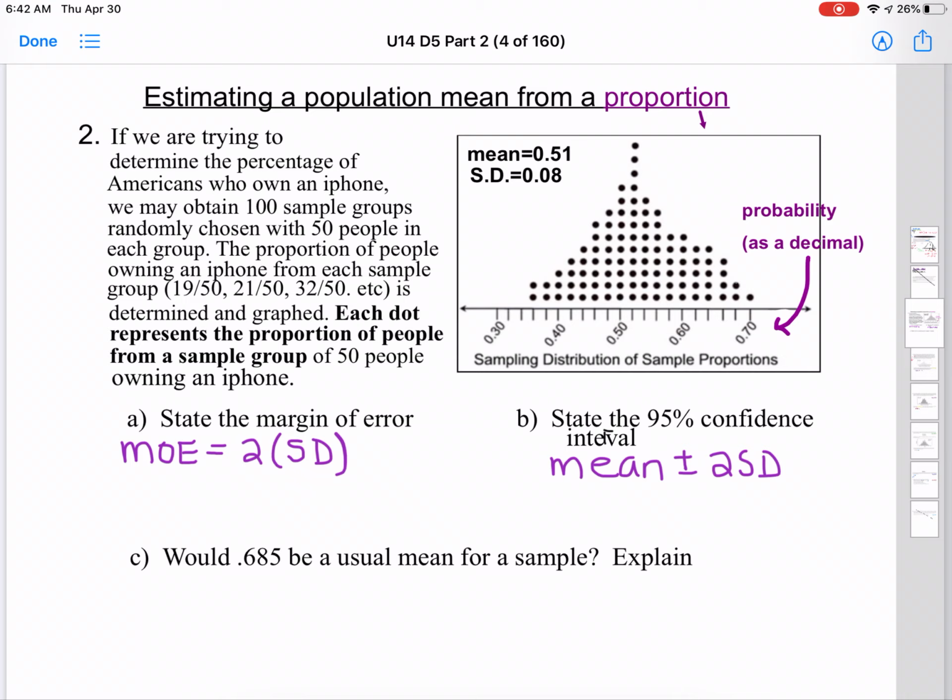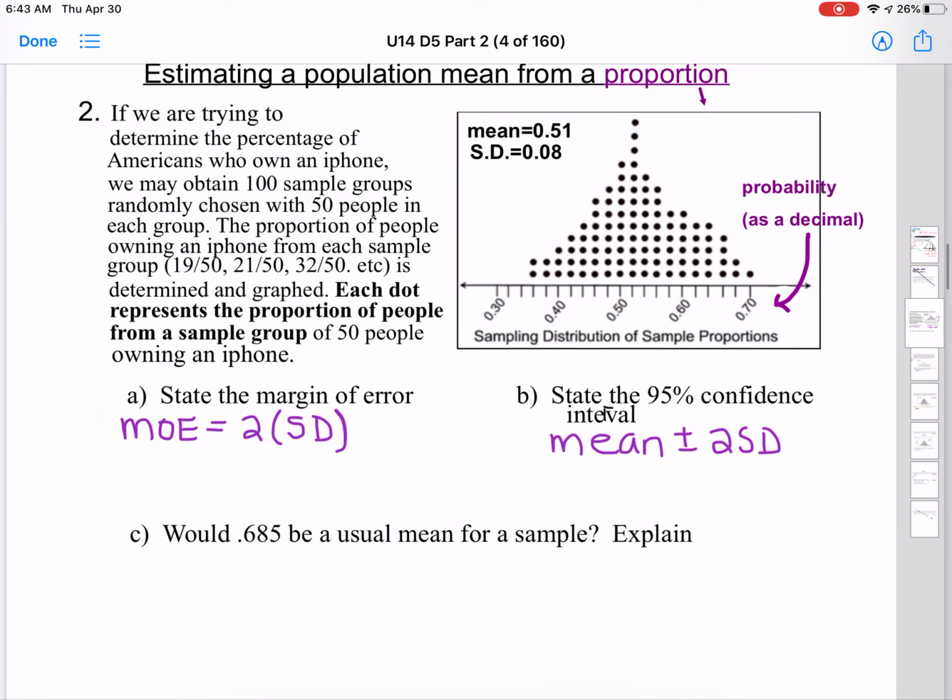So what we see here is like the mean of means, which we talked about the other day. Now they're calling it a proportion. Well, a proportion, a percent, a probability, they're all the same thing. So the proportion of people owning an iPhone from each sample group is 19 out of 50, 21 out of 50, 32 out of 50. So they took those fractions, they turned them into decimals, and then they plotted each one of those samples. Each dot represents the proportion of people from a sample of 50 people.